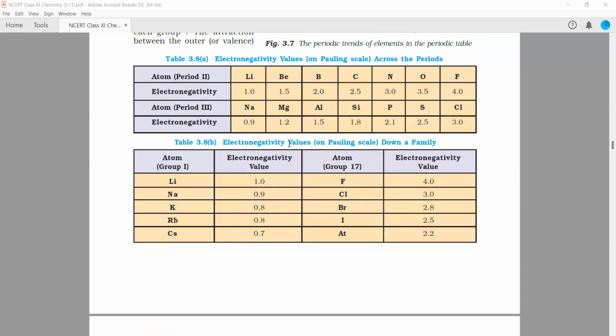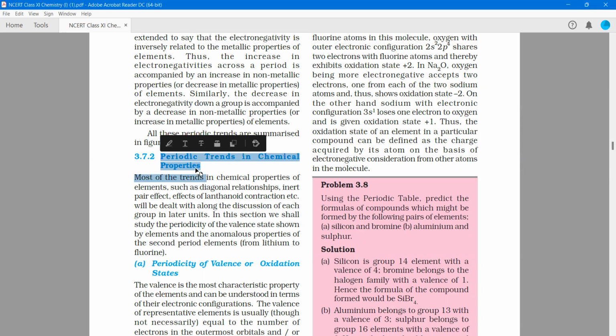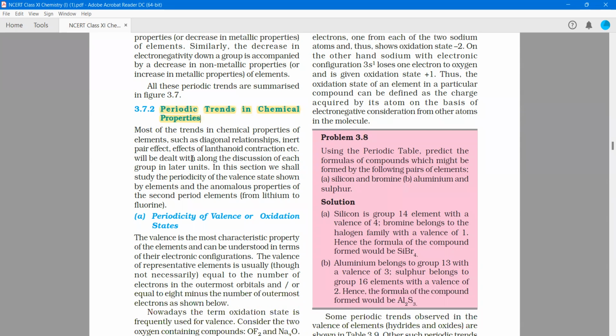And now, if that's so, let us go ahead with the chemical properties. So now we will be seeing the periodic trends in the chemical properties. Again, there has to be some trends in the periodic table, because the periodic table is arranged in such a way that it has to have some trend. So most of the trends in chemical properties of elements, such as the diagonal relationship, inert pair effect, effects of lanthanoid contraction, etc., will be dealt with along the discussion of each group in later units. So what chemical properties we will be dealing with are the diagonal relationship, inert pair effect, and the lanthanoid contraction.